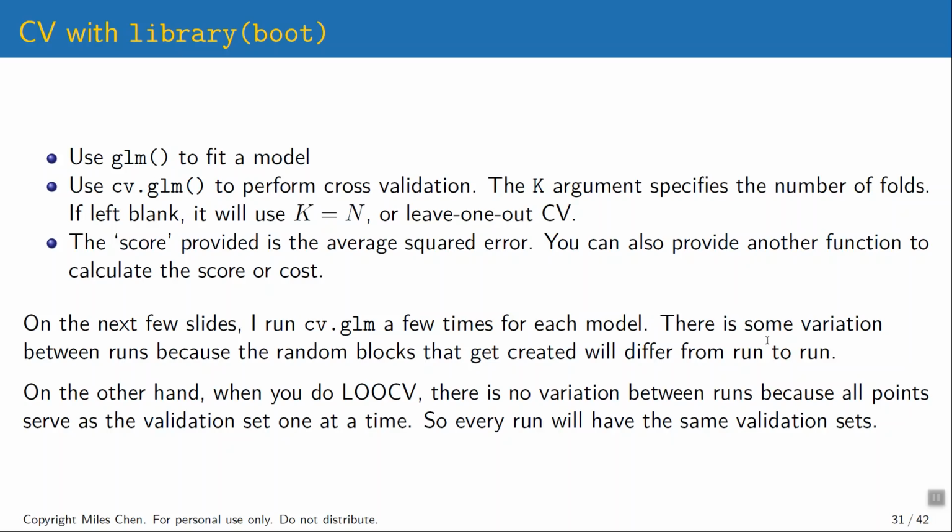Excluding computational expense or time, is leave one out more accurate than k-fold? That's a little bit hard to say. Leave one out has no random subjectivity to it. If I run leave one out cross-validation, because every data point serves as a validation set, if I run it once and I run it again, we're going to get the exact same cross-validation score every single time.